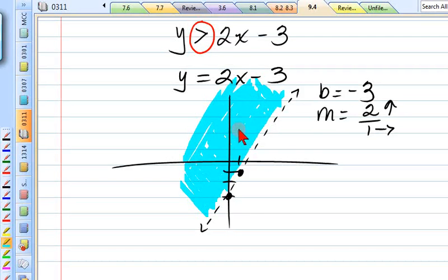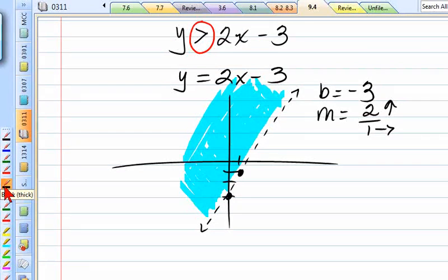Every point on this side is a solution to this inequality. Every point on this side of the dotted line is not a solution. You could even check that if you wanted to. And some of your math lab questions are going to have you check things.